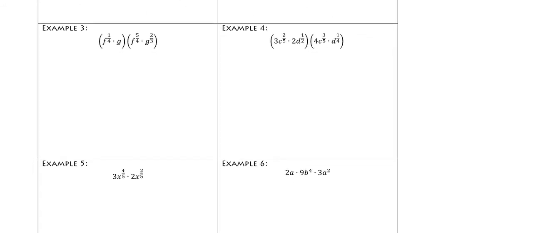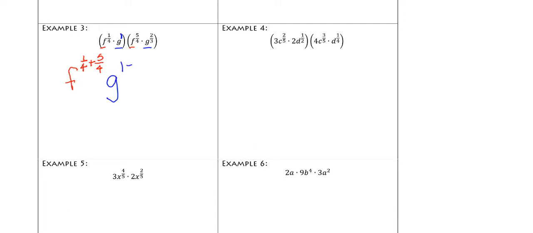Example 3. Everything here is being multiplied together. So I'm going to look for the stuff with the same base. So I see f and f. So I'm going to have a base of f, and I'm going to add 1/4 plus 5/4 for the exponent. I see a base of g. So g stays the base, and then I add the exponents. Well, here the exponent is 1 since nothing is written.